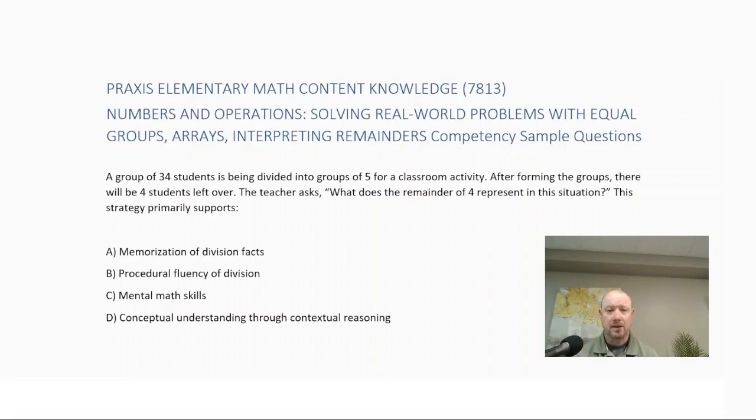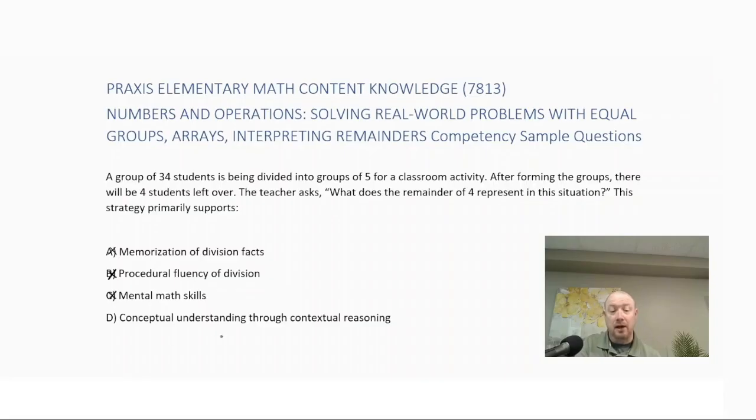All right, so let's eliminate some possibilities. So choice B says procedural fluency of division. Well, that is going through and doing the mechanics of the division, so that doesn't necessarily answer the question, what does the remainder of 4 represent in this situation? So I'm going to eliminate that. The same thing with A, memorization of division facts. That does not apply to being able to explain what the 4 represents. Same thing with C, mental math skills.